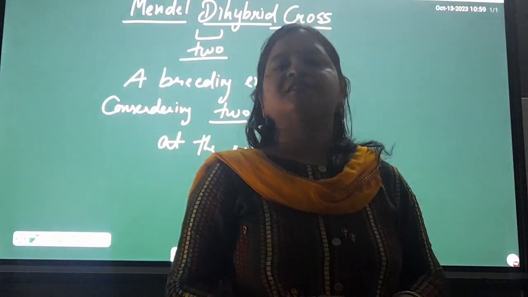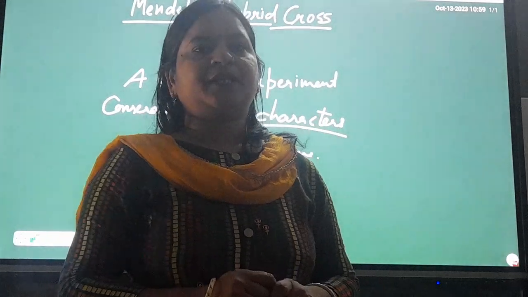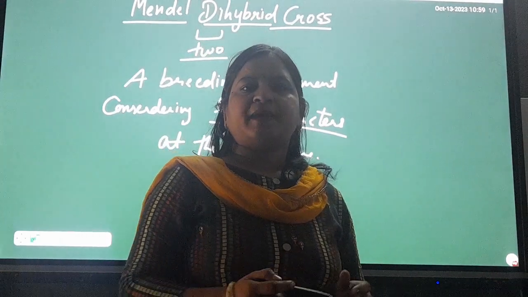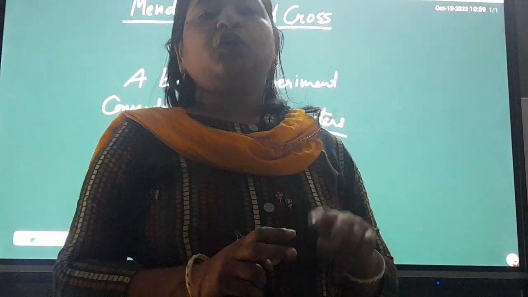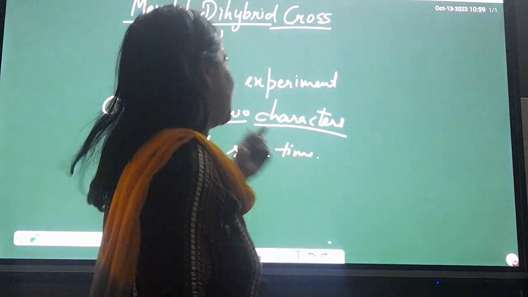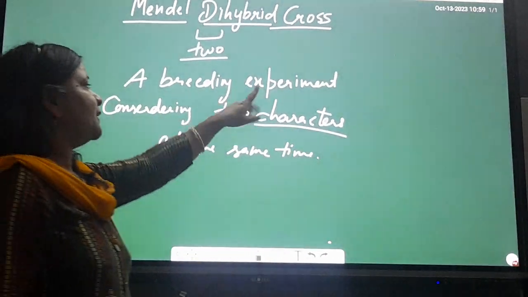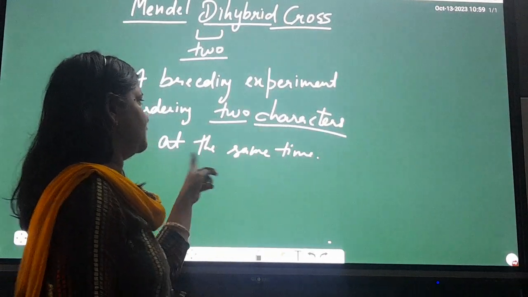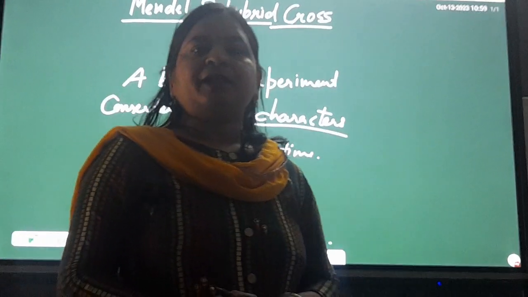What is Mendel's dihybrid cross? Mendel first considered one character at a time. Then, after doing those experiments, he considered two characters at one time. So a dihybrid cross means a breeding experiment considering two characters at the same time. Which two characters did Mendel consider at the same time?